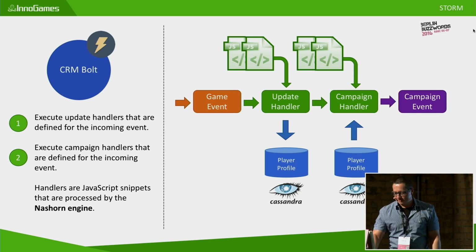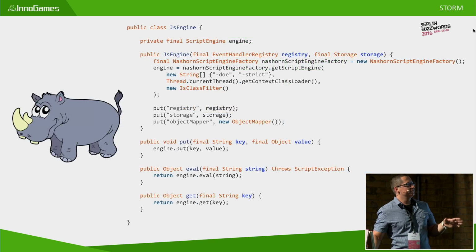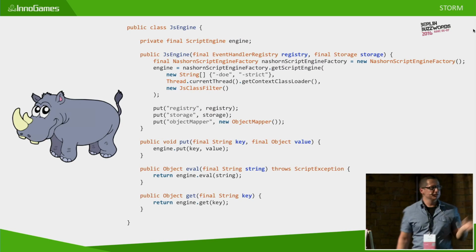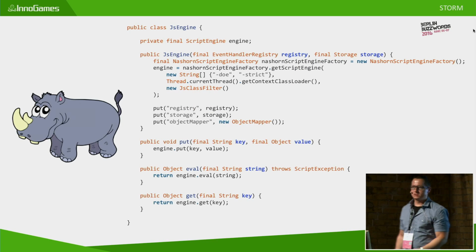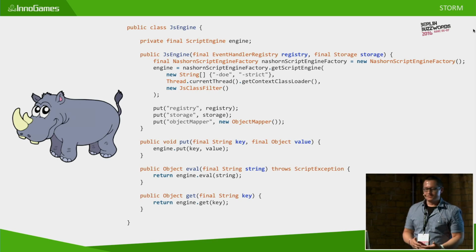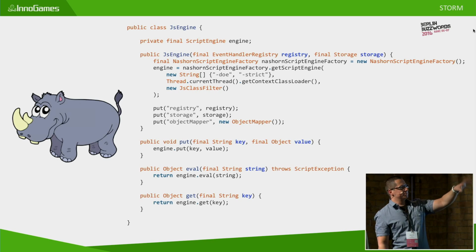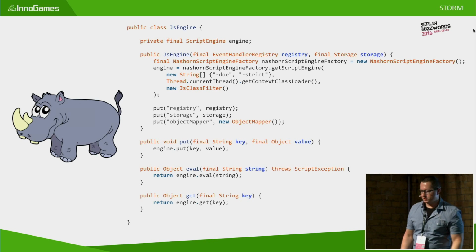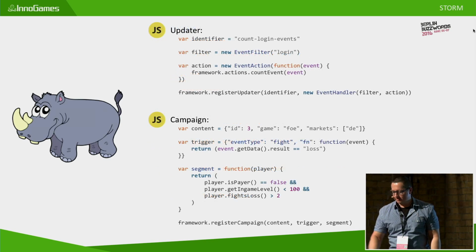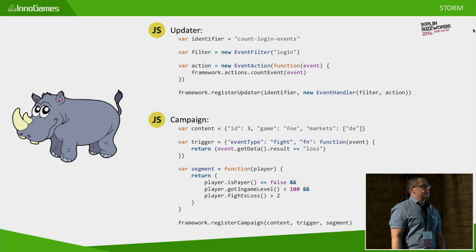And now the interesting part is that those handlers are actually defined in JavaScript, and we are using the Nashorn JavaScript engine, which is part of Java 8. And it's quite cool and handy, so we built a fancy class that we just use to call this JavaScript engine, and then in the end you have the updater and campaign handlers defined in JavaScript, and that's quite cool.